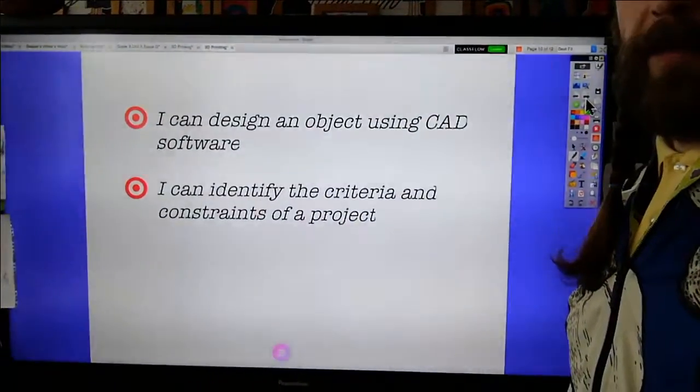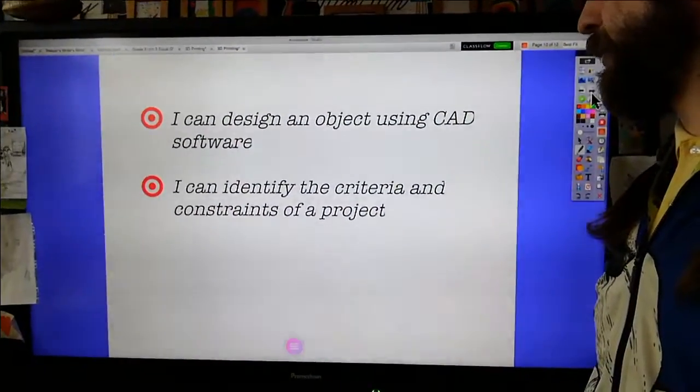So very recently, I moved into the hands-on portion. Everything that you had seen before was sort of like these mini lessons that were just me lecturing and group work, trying to brainstorm ideas and gain some understanding. And we just moved into the more exciting parts of it. And so our learning target on Tuesday was, I can design an object using CAD software.